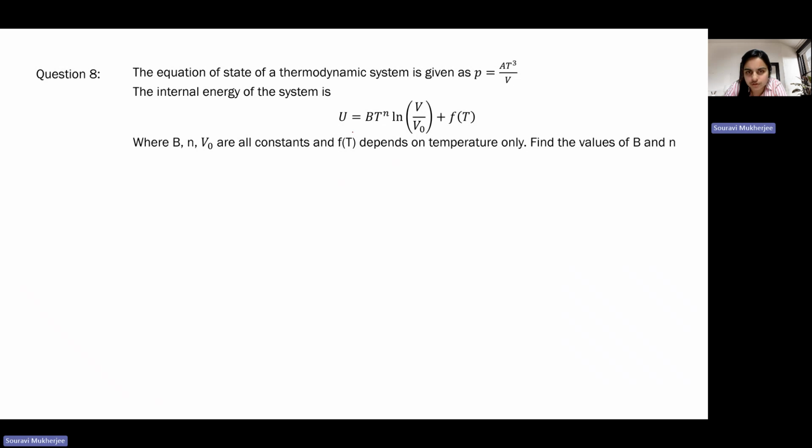So while you have an expression of internal energy, you have an expression for pressure in terms of B and T. You have to find the values of B and N in the expression, right? So where do you start? Because internal energy is so clearly specified, you can start with the first law, right? Just give it a thought. How to address this question?